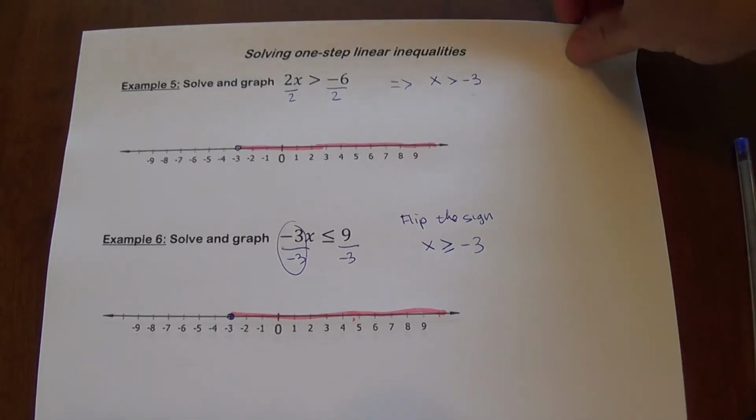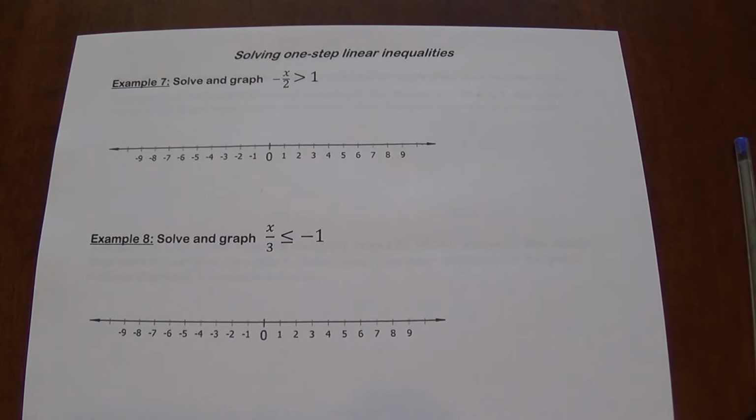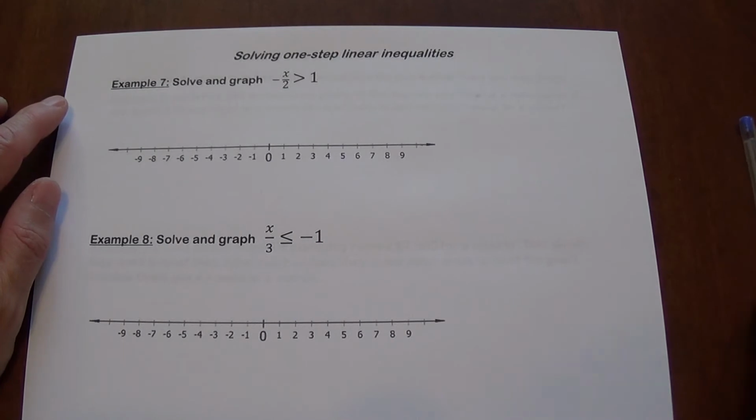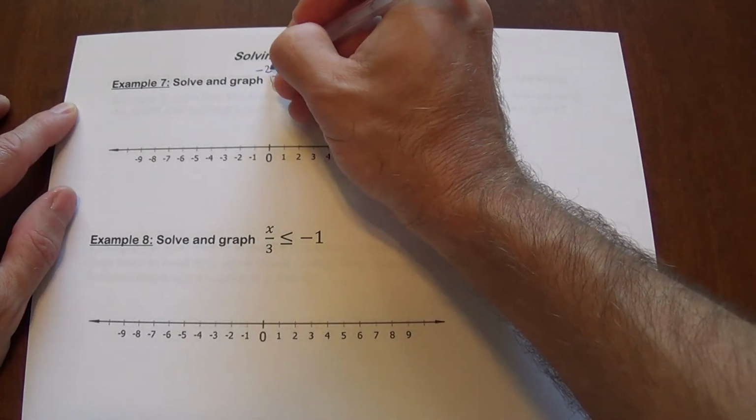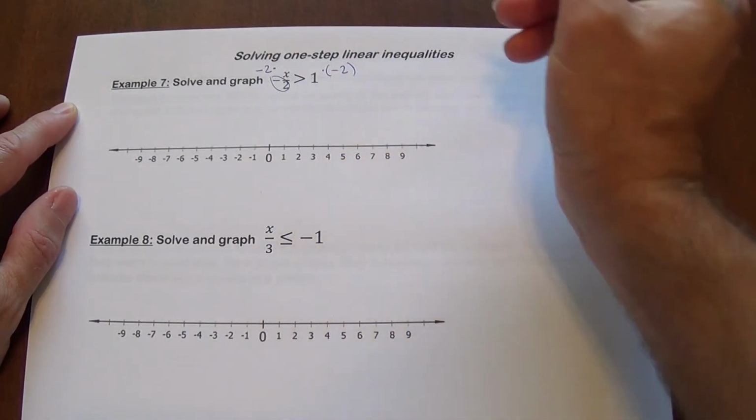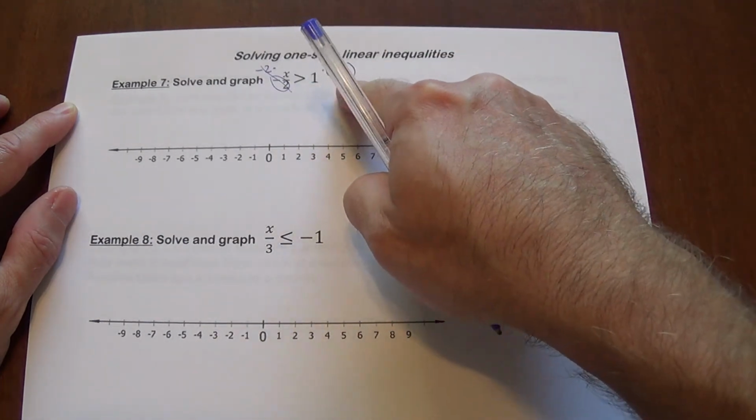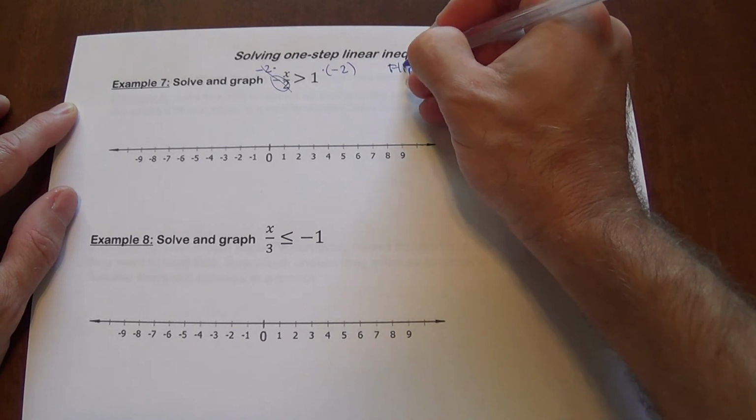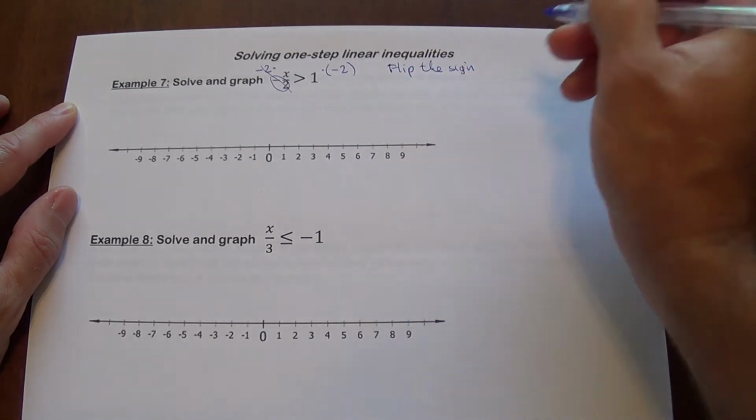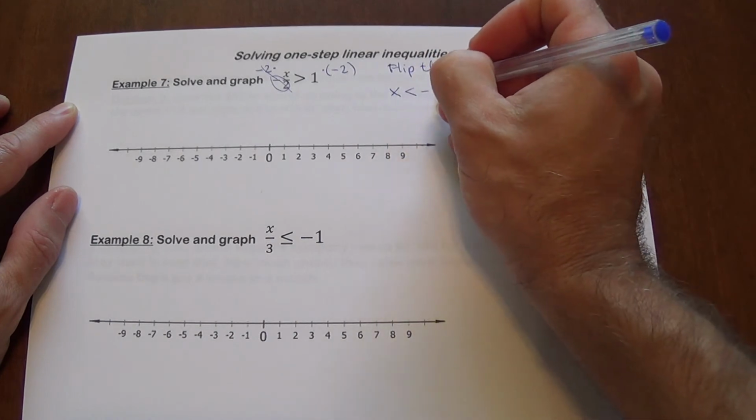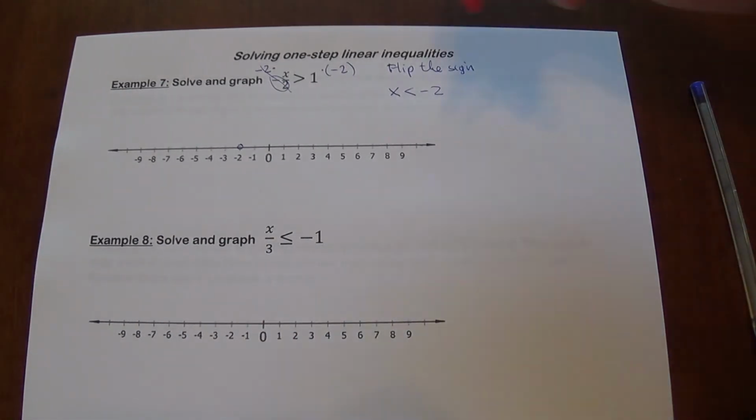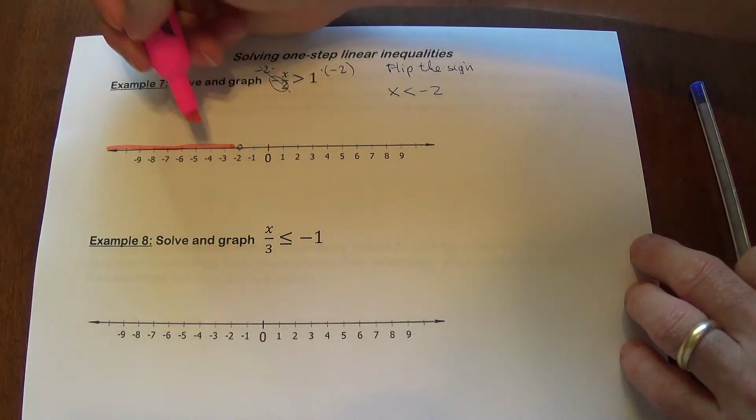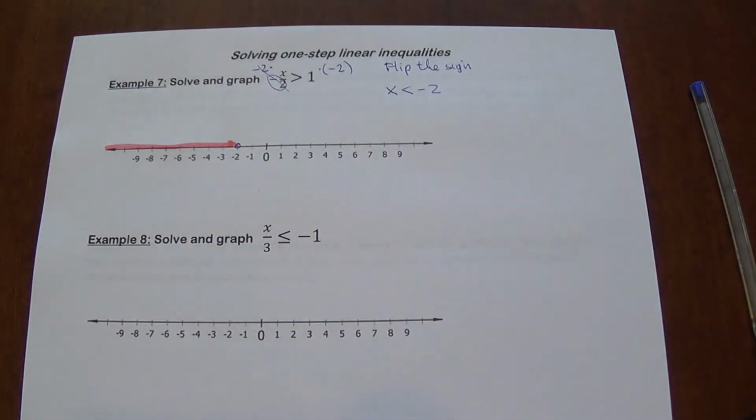Okay. Moving on. A couple more. Negative x over 2 is greater than 1. So we're going to have to multiply both sides by negative 2 because right here you have negative. So we're going to multiply both sides by negative 2. This will cancel that, but because this number is negative, we are going to flip the sign. Okay, so we're going to have x is less than negative 2. Negative 2 is here, open, because it's just less than. All the numbers that are less than negative 2 are on the left.